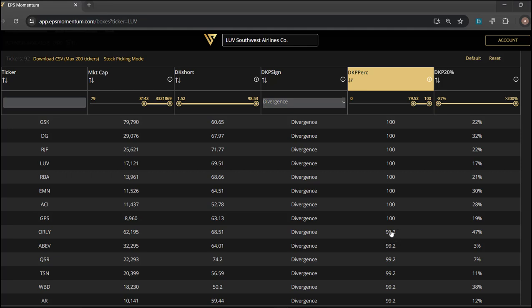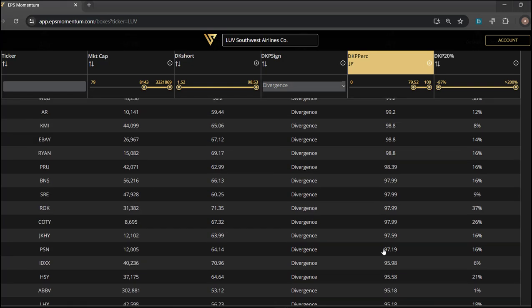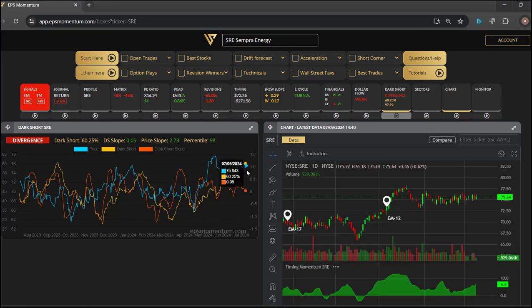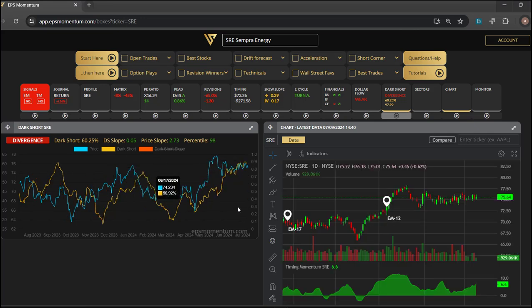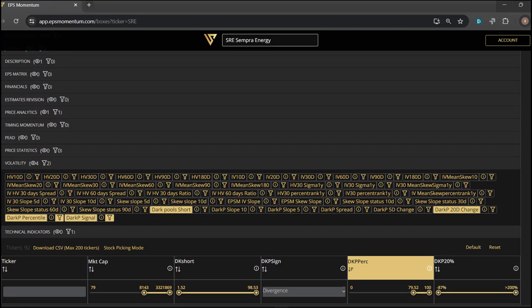So another one is, I don't know, for example, SRE. Here, again, very high dark short. Let's remove the slope, very high price. There's a rally. Maybe the rally continues if the dark short keeps getting higher and higher. Has never been as high as this. I mean, it's 98 percentile. Again, very high up. 60% of the volume traded is buy volume from institutions. So very, very important.